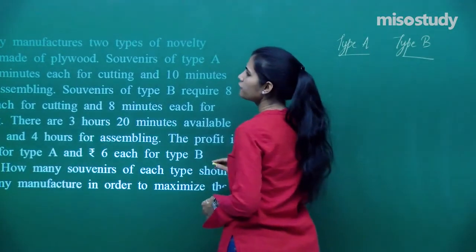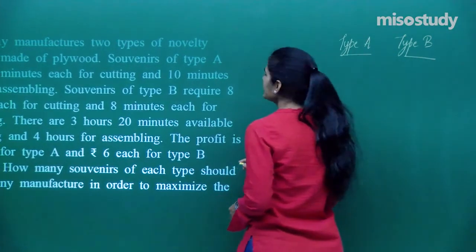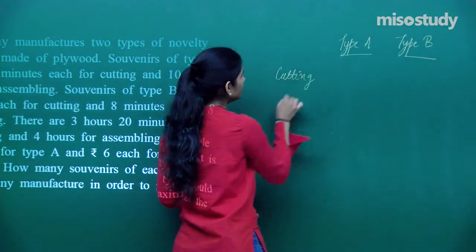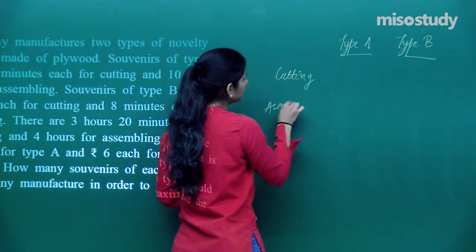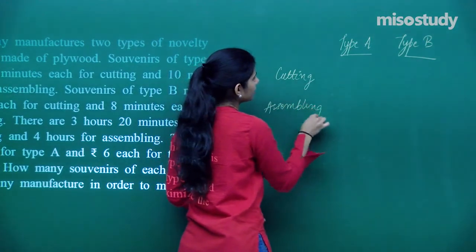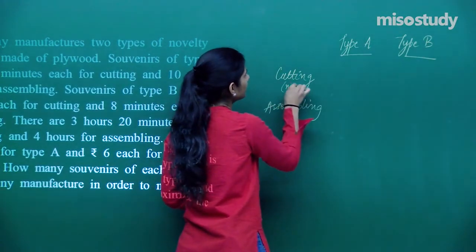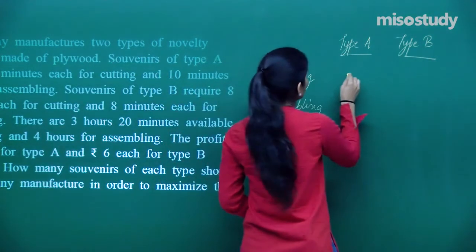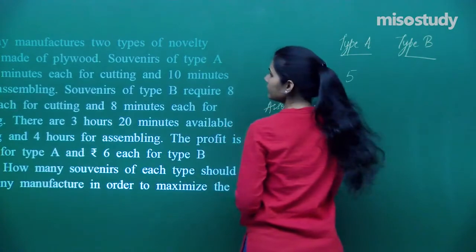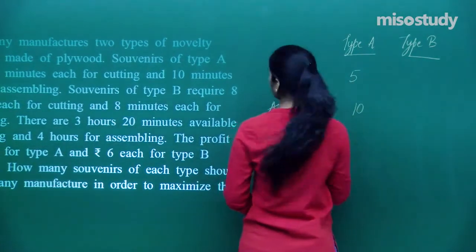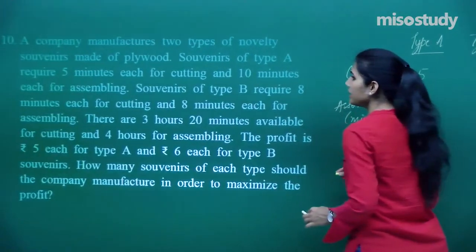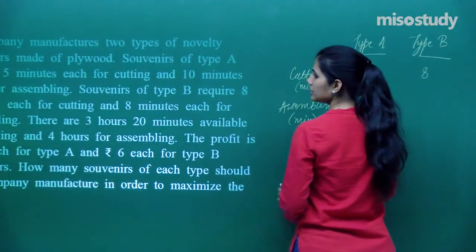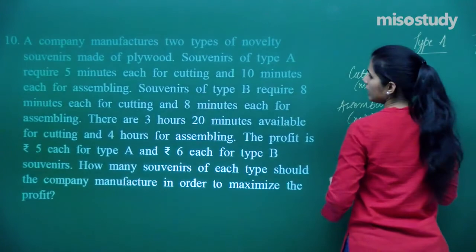Type A requires 5 minutes for cutting and 10 minutes for assembling. So there are 2 jobs, cutting the souvenir and assembling the souvenir. In minutes we are talking about the time. Unit is very important. So type A requires 5 minutes in cutting and 10 minutes in assembling. Souvenir of type B requires 8 minutes for cutting and 8 minutes for assembling.